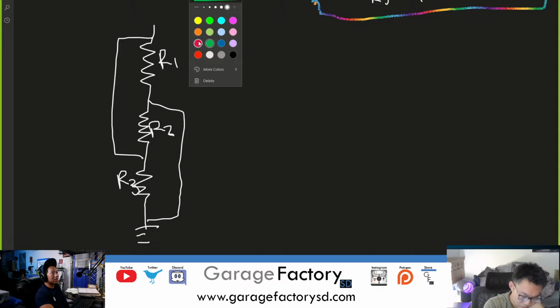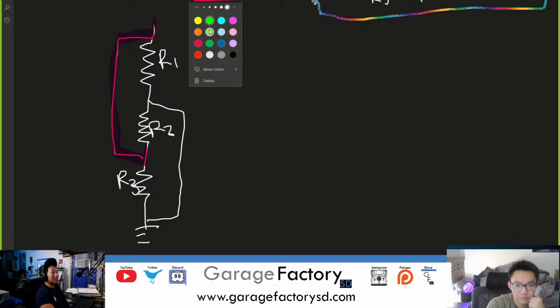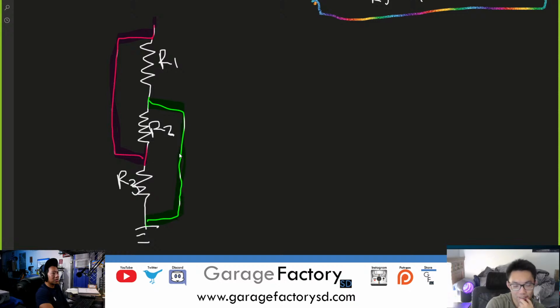Alright, see if I can help you out. So, what are you doing? I'm coloring. So all of this is one node, and then all of this is another node. Let's make some labels. This is, let's say, node A, and this is node B.